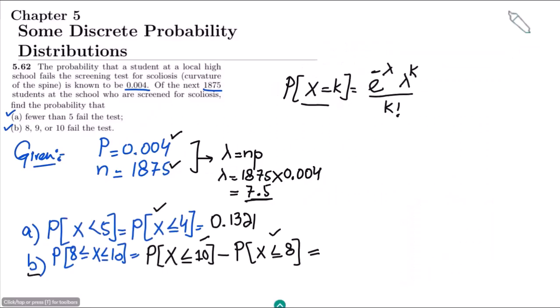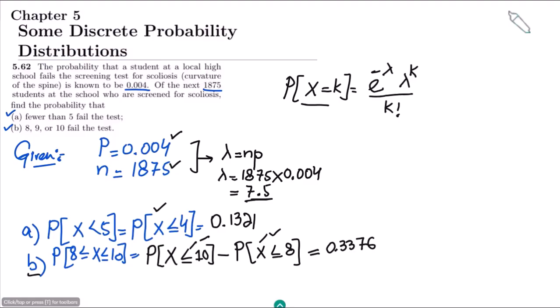Okay, so we found out the value for this, and the answer we got from them is 0.3376. So that is basically the solution for question 5.62 part B.